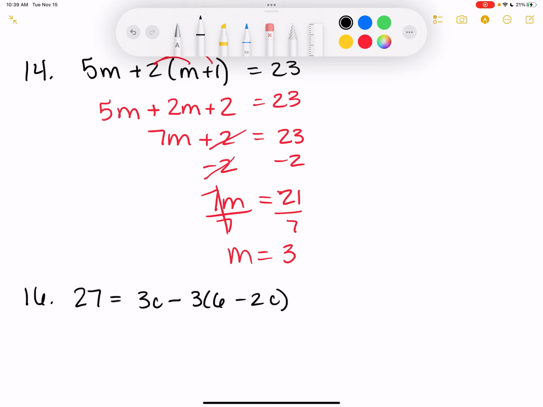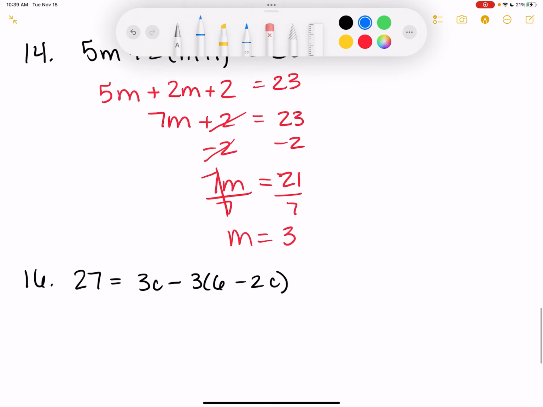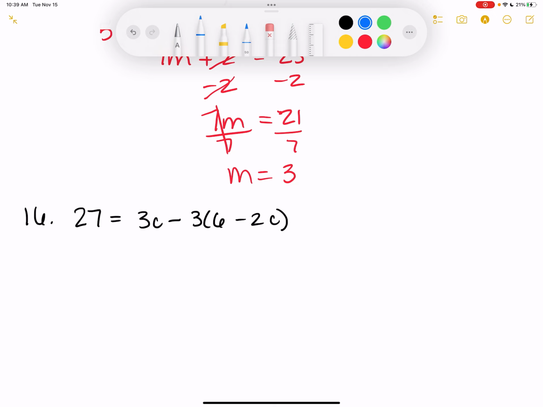All right, so what do we do? First you distribute, so. Just copying down the other stuff. All right, so what did you get when you distributed? Negative 18, and then I got plus 2c. I mean 6c. I looked at the first answer. Now what?